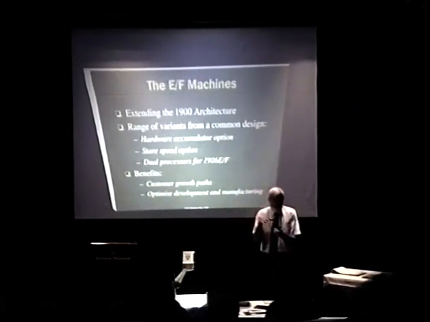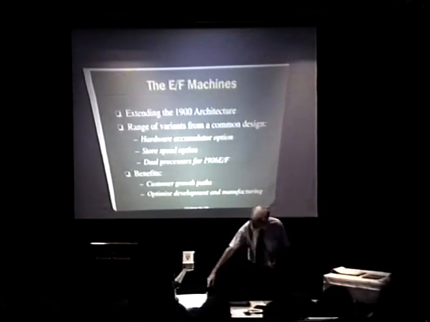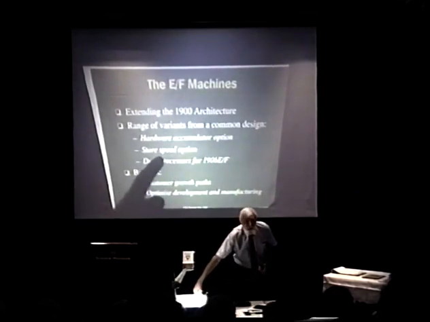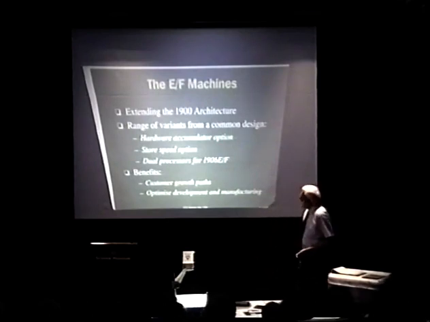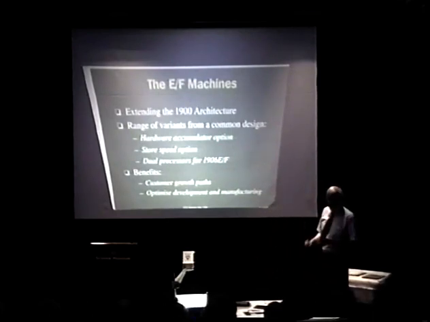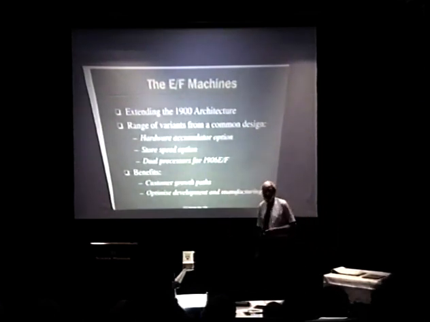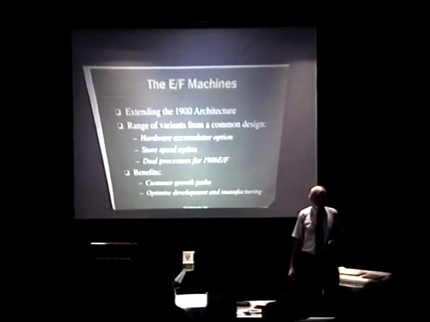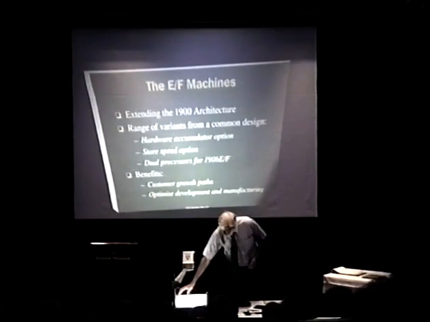Interesting in that actually this was a little mini sub-range on the turn right. There are a whole range of machines here because you get quite a big performance difference by taking this option, another quite big performance difference by taking this option. So combining these things, you had quite a few machines there, all built out of the same basic core design. Nice benefits: good customer growth paths, you can take a smaller one and enhance it in the field. And of course, it very much optimised the development and manufacturing capacity. So an important series of machines.